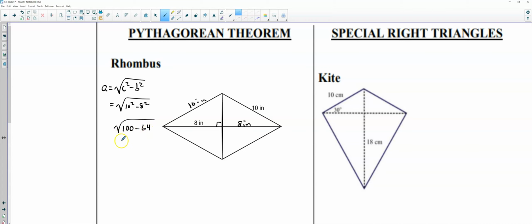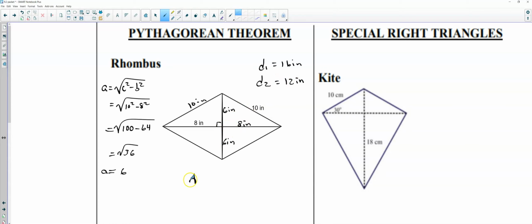So 100 minus 64 is 36. So it's the square root of 36. So basically it is 6. So that right there will be 6 inches. So this is 6 inches. So now I have my diagonal 1, which is 8 times 2, which is 16 inches. Diagonal 2 is 12 inches.